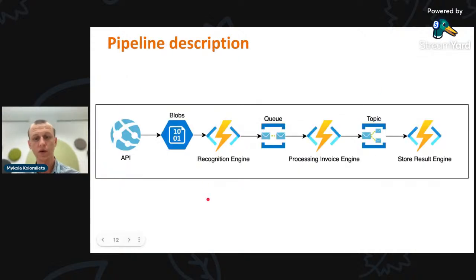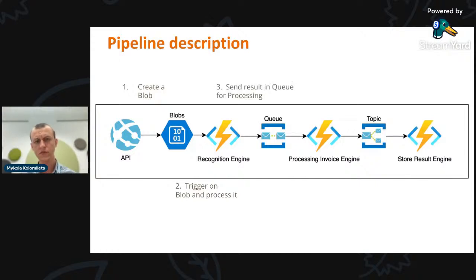So, it is the most important part here. It is a pipeline. I will describe this pipeline processing. So again, first step, the API app will create a blob, the recognition function will trigger on the blob and process it. In our case, it is recognition and extracting data from the document, and sending this information, this data, in the queue for processing this document.